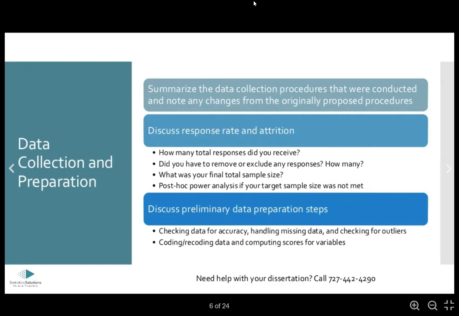your study. If you were not able to achieve the sample size that you needed to, so if you conducted a power analysis early on and it recommended a particular sample size, but you weren't able to do that, you may need to explain that a little bit here as well through a post hoc power analysis to talk about that sample size and what the implications of that are.